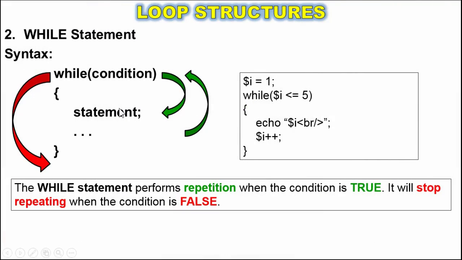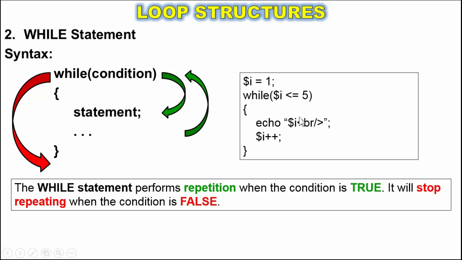Number 2. While statement. The syntax, we write the keyword while followed by a conditional expression enclosed by parentheses. Provide the statements or commands to be executed by the CPU repeatedly inside the statement block or block statement. The while statement performs repetition when the condition is true. It will stop repeating when the condition is false.